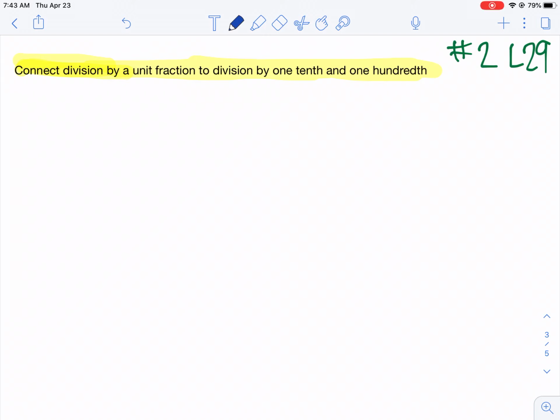Problem number 2 for lesson 29. Remember again that we are connecting division by a unit fraction to division by 1/10 and 1/100th. So instead of 7 divided by 1/10, problem number 2 is going to be 7 4/10 divided by 1/10. So how does this compare to the problem we just solved? What do you notice?